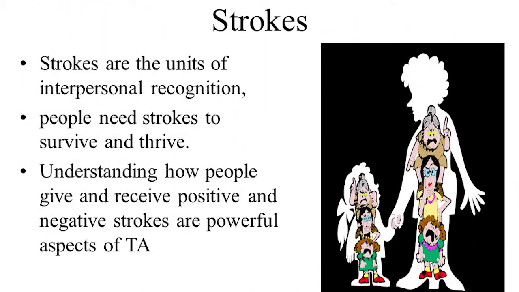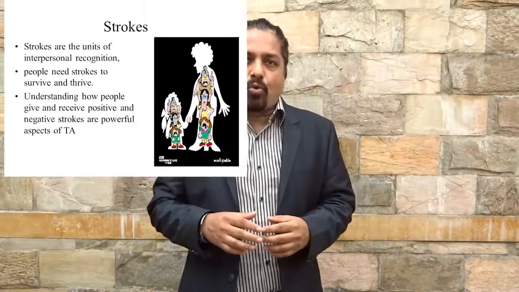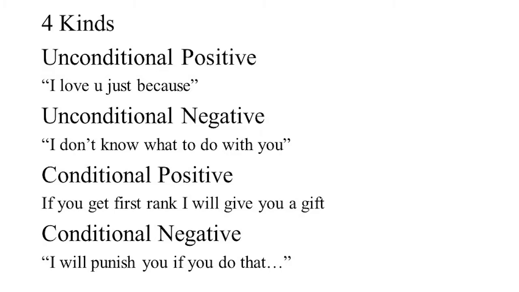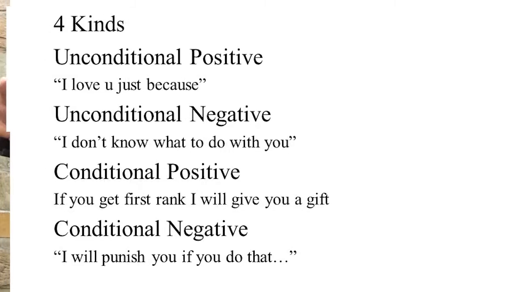What is stroke? Stroke is a unit of interpersonal recognition. Any transaction that you do results in a stroke, and each stroke results in some value in building the relationship or breaking the relationship. So there are four types of strokes, primarily divided into the categories positive strokes and negative strokes. Positive strokes may be categorized as conditional positive and unconditional positive, whereas negative strokes can be categorized as conditional negative and unconditional negative strokes.